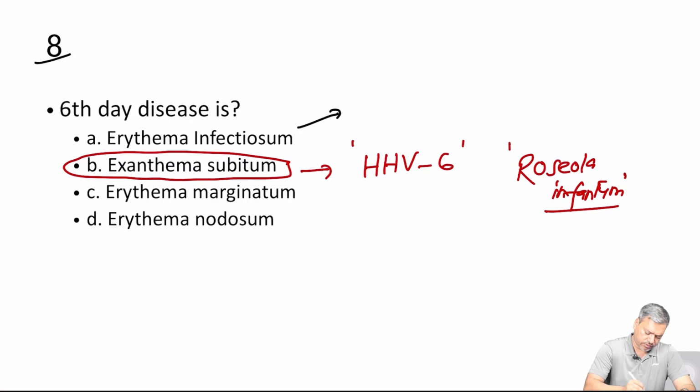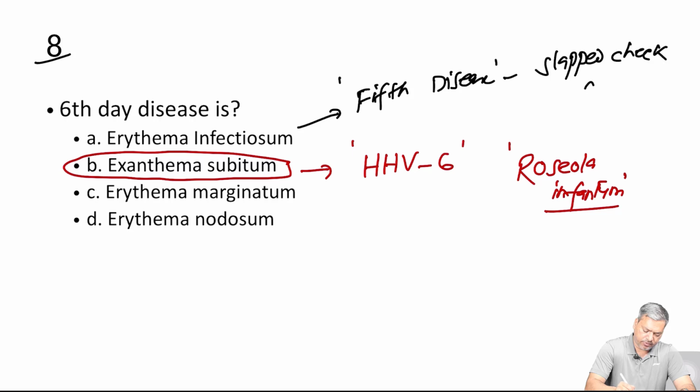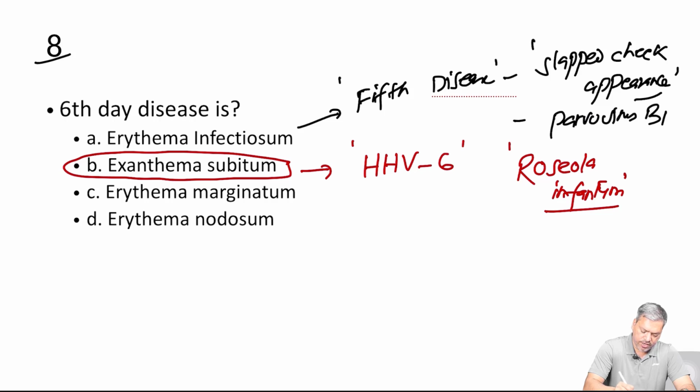Erythema infectiosum is known as fifth disease. In this there is a slapped cheek appearance in the child. Slapped cheek appearance means both of the cheeks are very red, they look like slapped, and it is caused by parvovirus B19, which is a type of DNA virus.